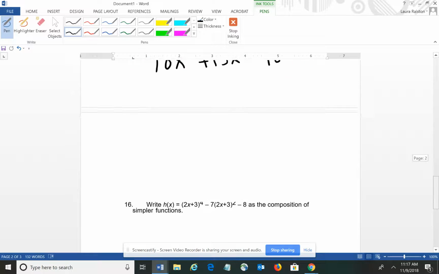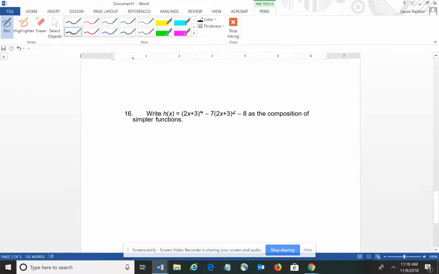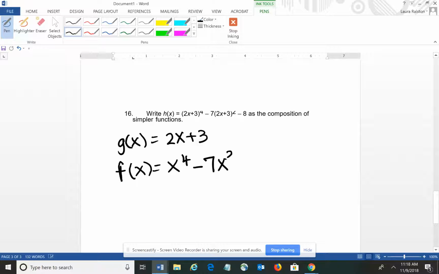Finally, question 16, they're kind of asking you to work your way backwards. They've given you the final answer and they want you to figure out what two functions you combined together. This one looks reminiscent of question 14, so you might want to look back at it. It looks like we took the function 2x plus 3 and we substituted it into x to the fourth minus 7x squared minus 8, so that we actually performed the composition of f composed with g at x.